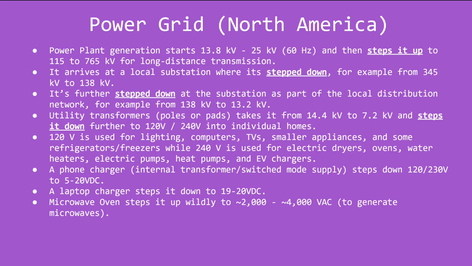120 volts can be used for lighting, computers, modern TVs, smaller appliances, some refrigerators, freezers. And then 240 volts is electric dryers, ovens, water heaters, electric pumps, heat pumps, EV chargers. And then you can take that further with a phone charger that has an internal transformer switch mode power supply, which steps that 120 down to 5 to 20 volts DC, also converting it to DC, I should add. And then a laptop charger might do the same and bring it down to 19 or 20 volts DC. A microwave oven, on the other hand, actually has to step it up to 2 to 4,000 volts AC to generate the microwaves.